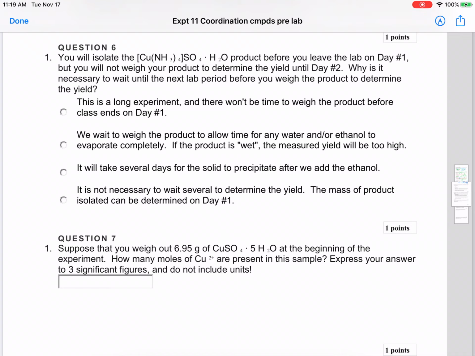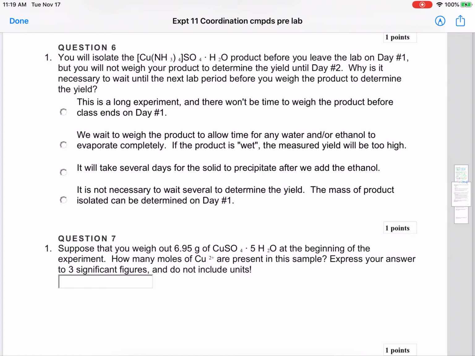That's not correct. We wait to weigh the product to allow time for any water and ethanol to evaporate completely. If the product is wet, the measured yield will be too high. It will take several days for the solid to precipitate. No, that's not right either. It is not necessary to wait several days to determine the mass of the product.